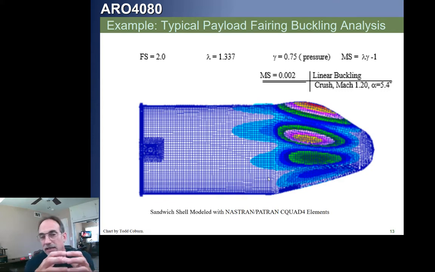This is a pressure buckling, similar to what we learned in 3271, where we looked at buckling of cylinders and things under pressure. This would be a buckling of a cone. You can see when we apply a pressure here, we get an eigenvalue of 1.337. We have a factor of safety buried in our baseline analysis, and we can use that to write a margin of safety. Now the displacements here are greatly exaggerated.